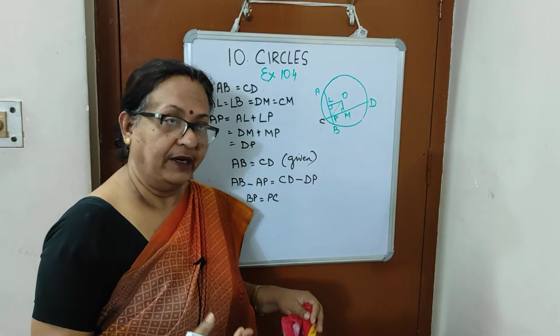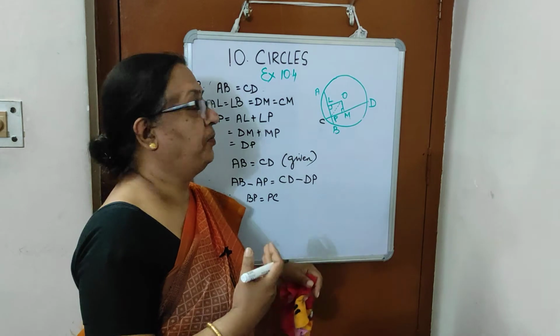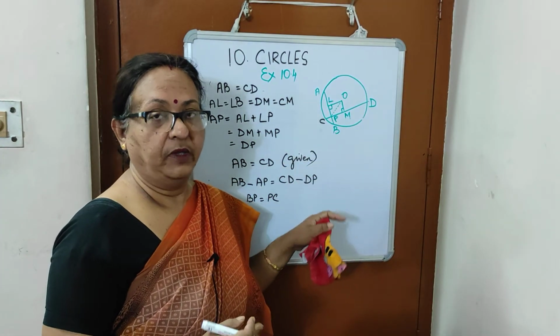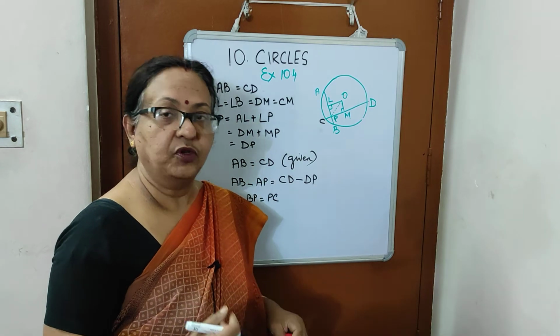So understood, children? So this is how we use the properties of chords to prove certain things. This is clear? Okay. Let's come to another sum.